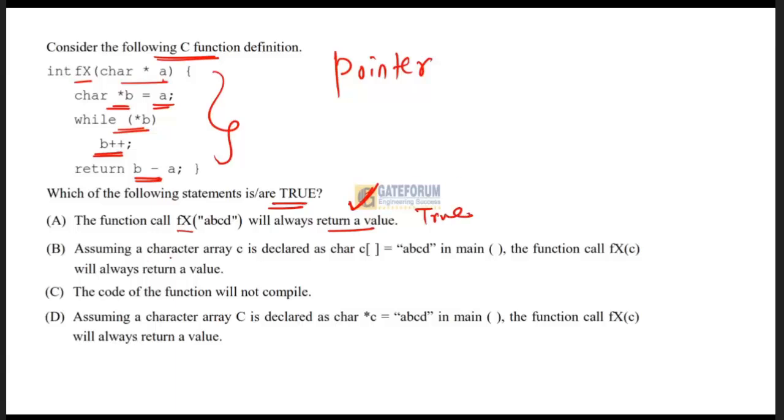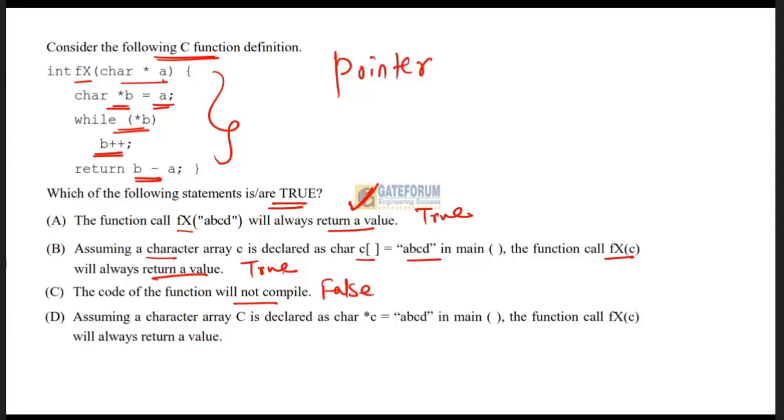Option B, assuming a character array c declared as c equal to ABCD in main. If we declare ABCD, the function call fx c will always return a value. Obviously 101% it will always return a value, because at the end we are returning b minus a. So it is also true. Option C is the code of the function will not compile. So it is false itself. It is contradicting options A and B, because something is already written.